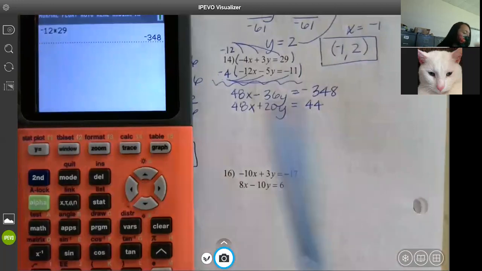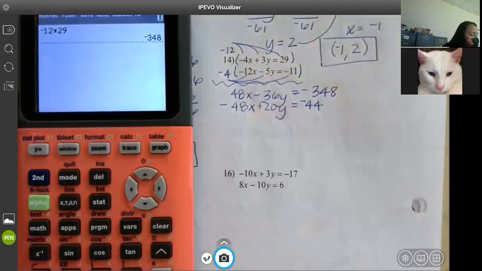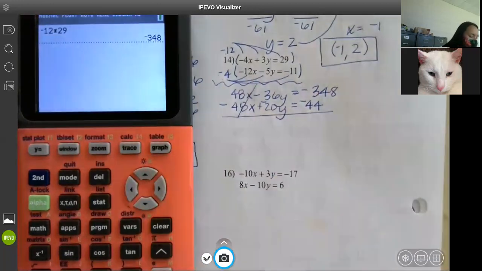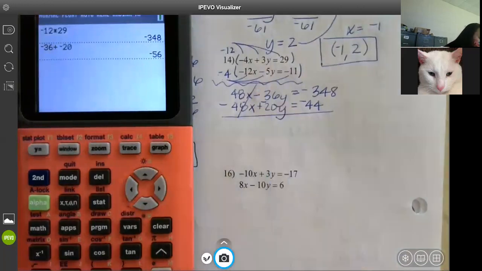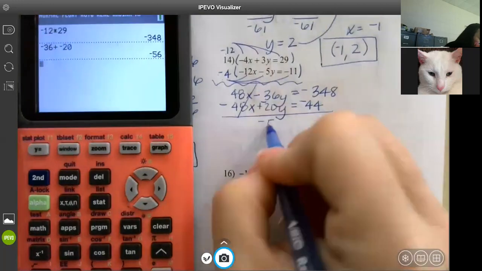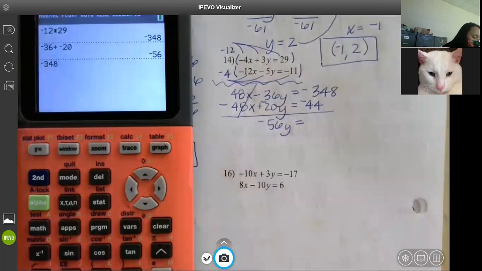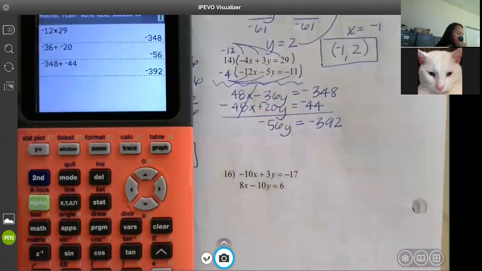So again, we know we did it right because they're the same, but we need them to cancel out. So we're going to change, change, change, and then add them up. So our x's are going to cancel out. We get negative 36 plus negative 20. Read it. Negative 36 plus negative 20 gives us negative 56y. Negative 348 plus negative 44 gives us negative 392.